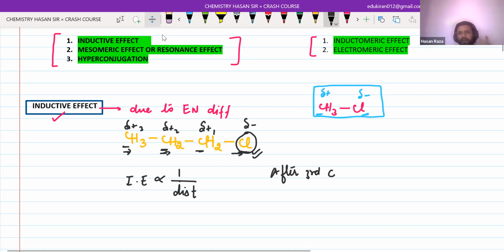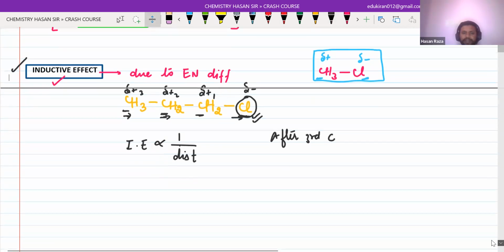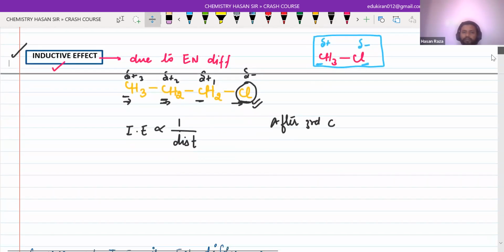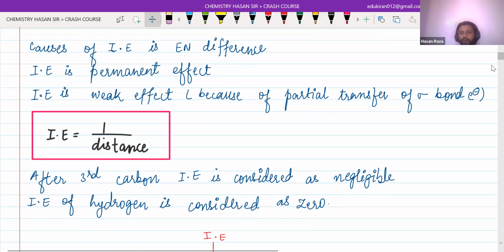So basically, two things here are very important. That is, it arises due to electronegativity and is inversely proportional to distance. The substances where the electronegativity difference is more, that means there is more inductive effect. Now I have written some points. Whatever I told you here, I'm just going to read it. If you have any doubt, just ask me.